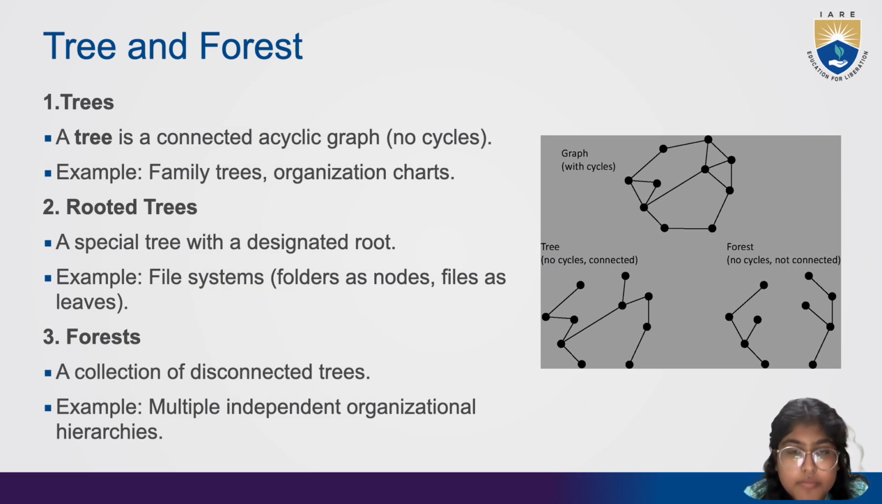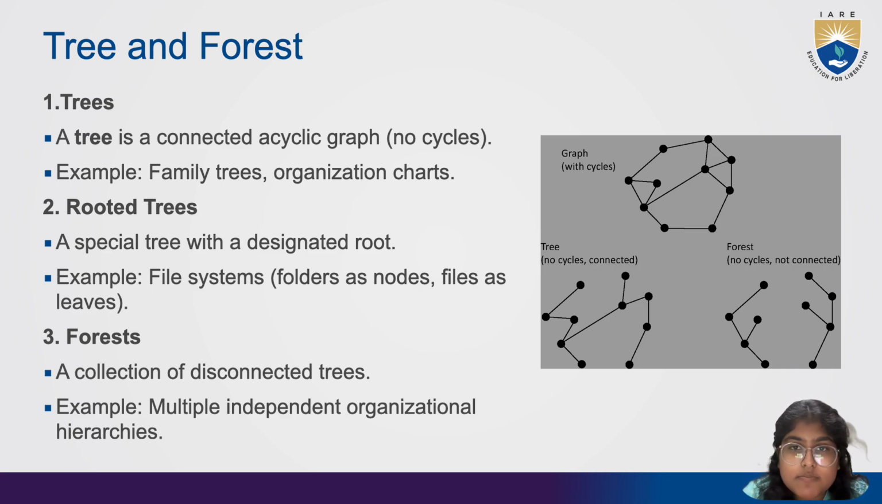Trees and forests. A tree is a special type of graph that is connected but has no cycles. Each tree has a root node and branches leading to other nodes. One common example is a family tree, where basically ancestors are at the top and descendants branch downward. Another example is the file system of a computer. Folders are nodes and subfolders or files branch out.